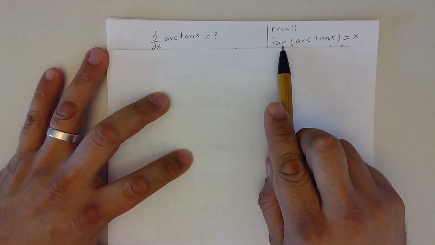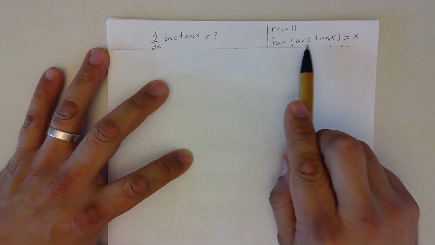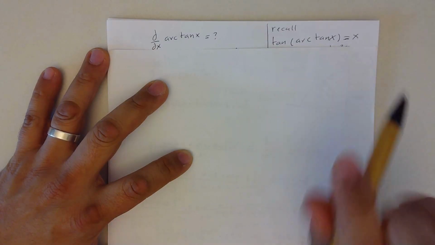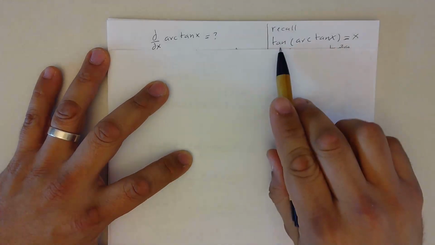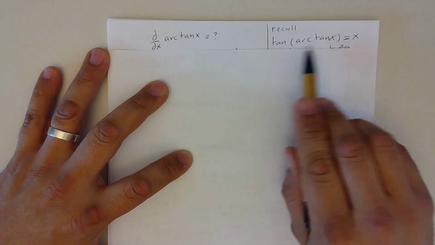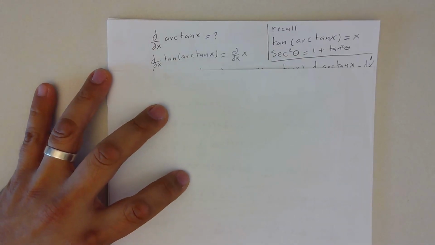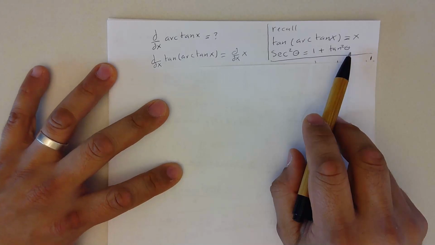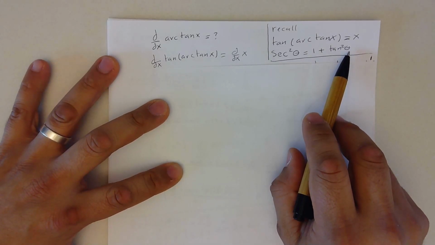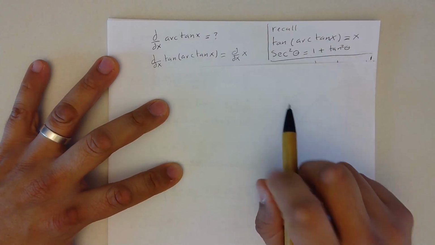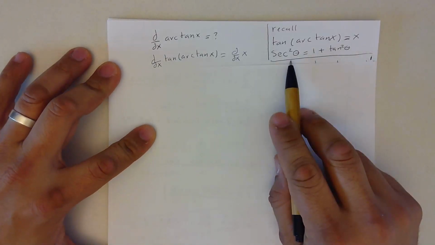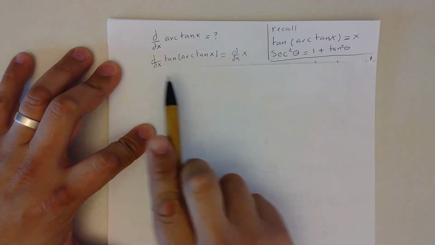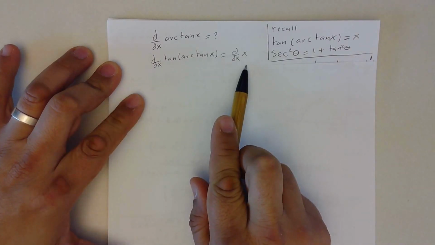The composition of the tangent and the inverse of the tangent will be x, for sure. So let's get the derivative of this using the chain rule. For this we will also need the trigonometric identity for the secant, and this comes from the Pythagorean trigonometric identities, by the way. So we apply the derivative on both sides.